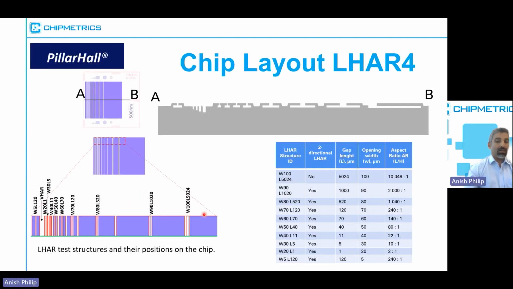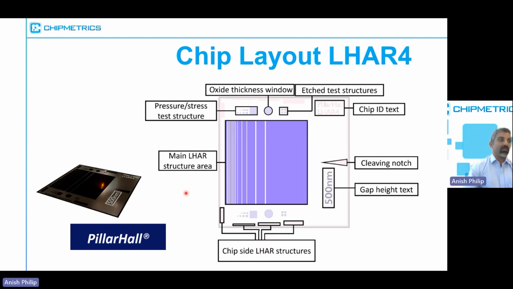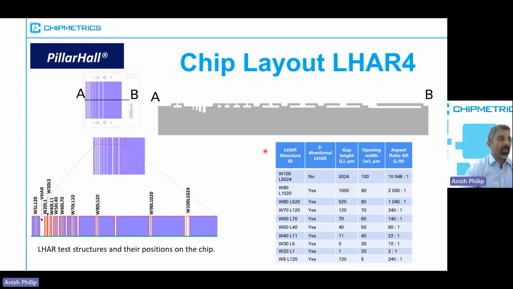So here we have different cavities. You can see there is a very long one, then the cavity length decreases. And this aspect ratio also decreases towards the left-hand side. I will talk more about this in the next slide. Here the aspect ratio is around 10,000. This is the one with the largest cavity length, which means the length is around 5024 micrometers.